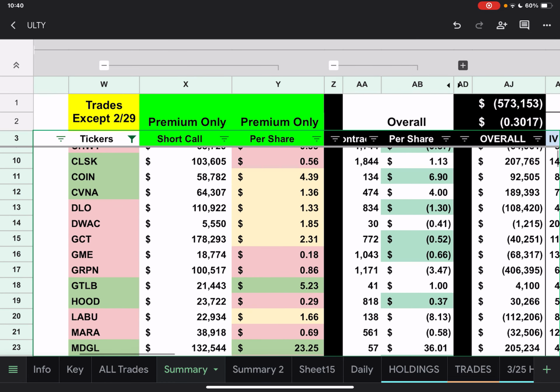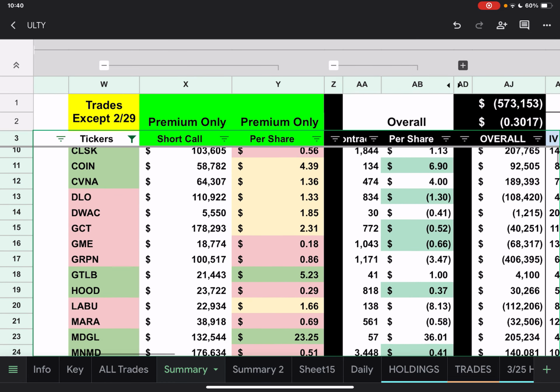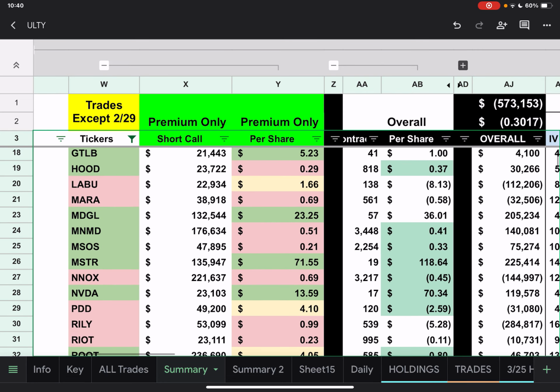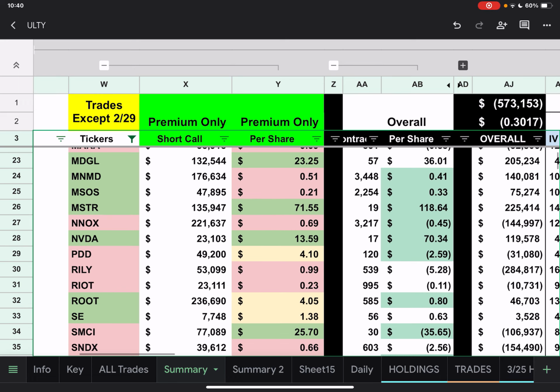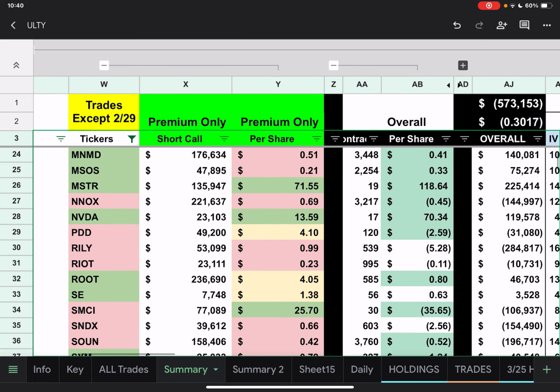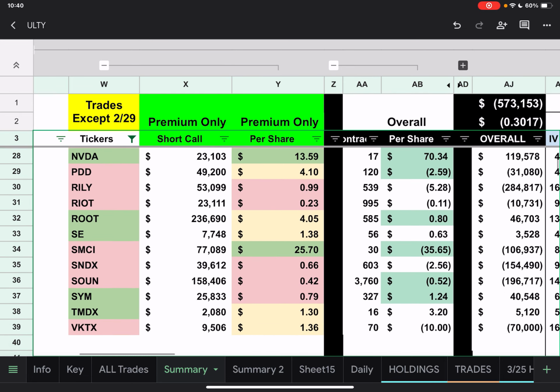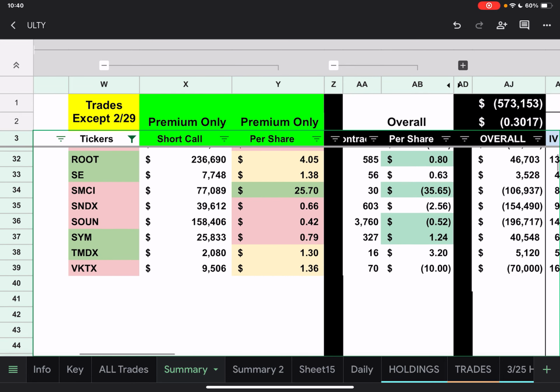So if we go down with that mindset, Clean Spark, Coin, Carvana, GitLab, Hood, the pharmaceutical company, Mind Medicine, the cannabis ETF, MicroStrategy, NVIDIA, Root, C, Symbotic, and TMDX. They all netted positive overall.